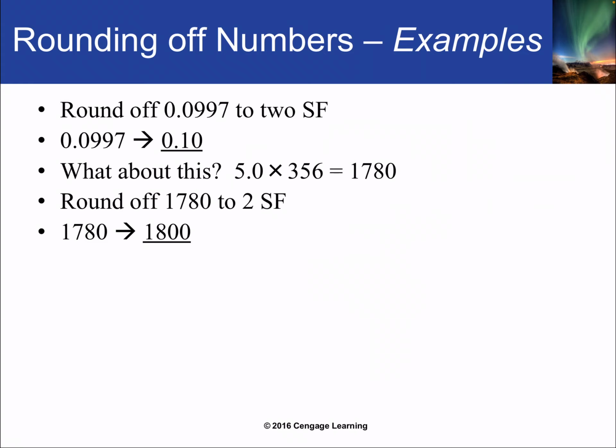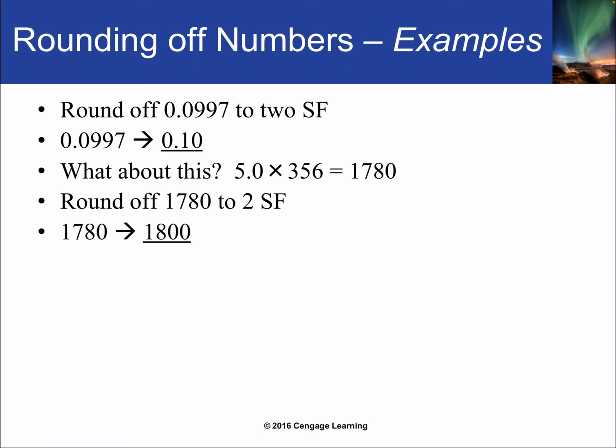Okay. So in this next example, we're going to be rounding off to 2 significant figures. So we know the leading zeros are not significant, so when we round this number to 2 significant figures, we would get 0.10.